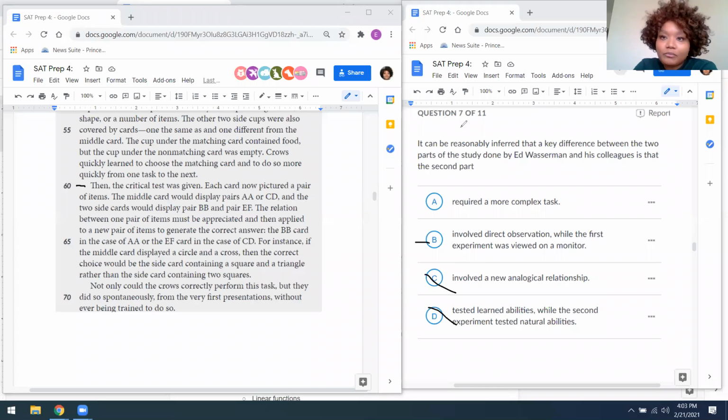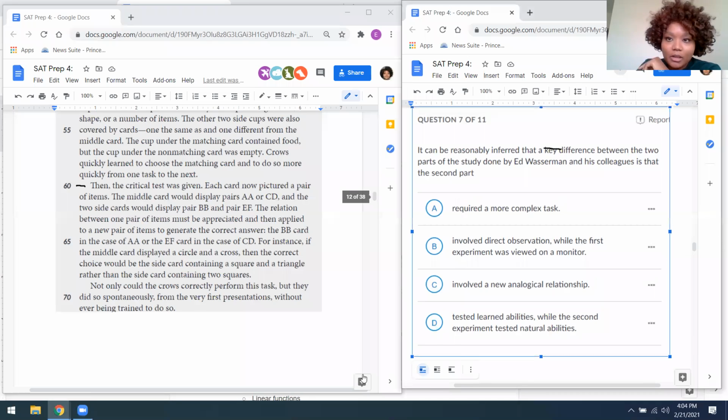So yeah, sometimes the wording is very exact. The key word here is key. So it's saying what is the main difference? What is the most important difference between the two parts of the study? So yes, the answer is A. But B is right, but it's not an important part of the study. That's the thing. Isn't that annoying? Yeah, it is. You guys will get the hang of it though.